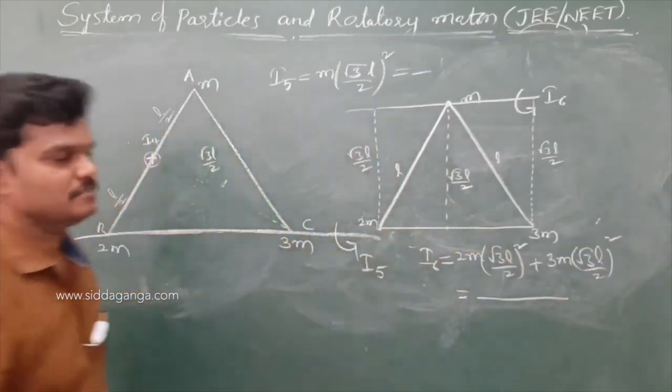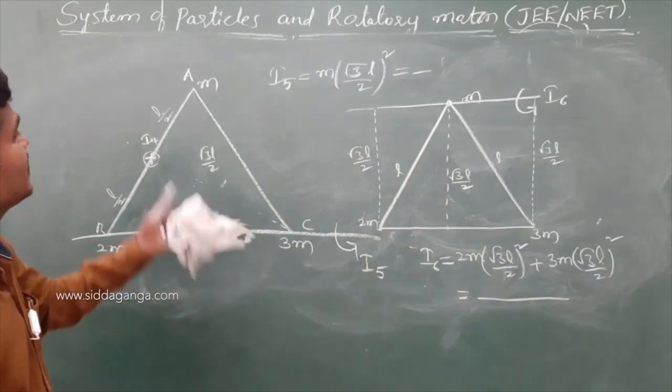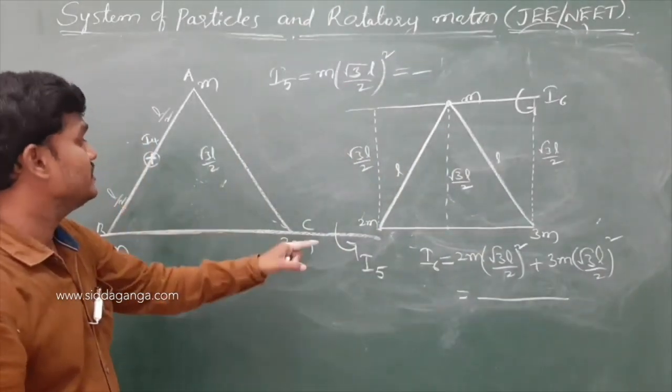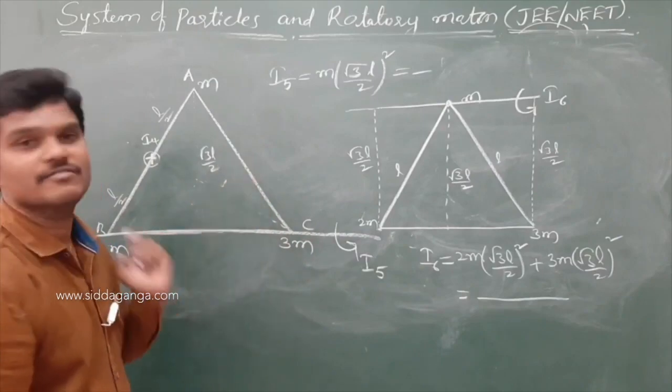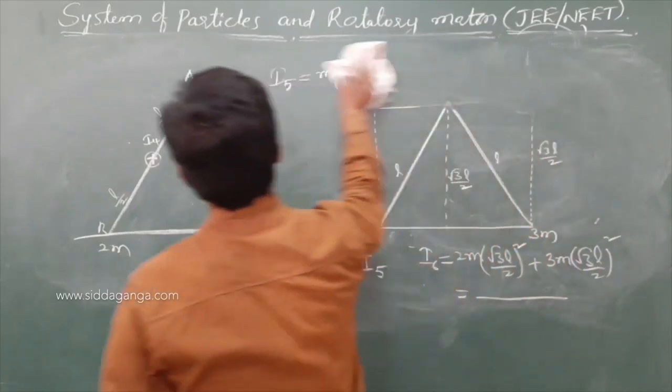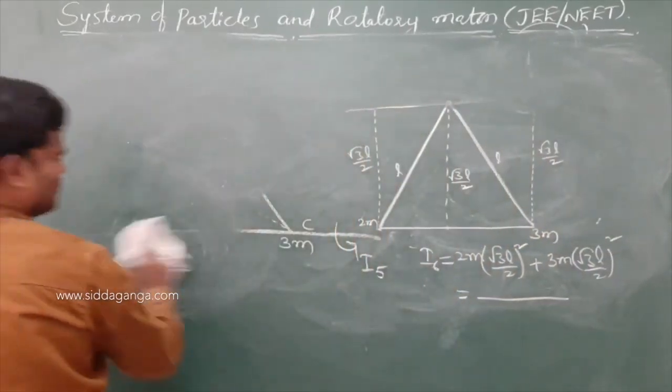Okay, add the numbers. So I calculated, they gave I1, I2, I3. We calculated I4, I5, I6. If they ask from any place, we can find it. Okay, so this is for 3 rods. Now let us move on to the next one. That is also an easy level question.